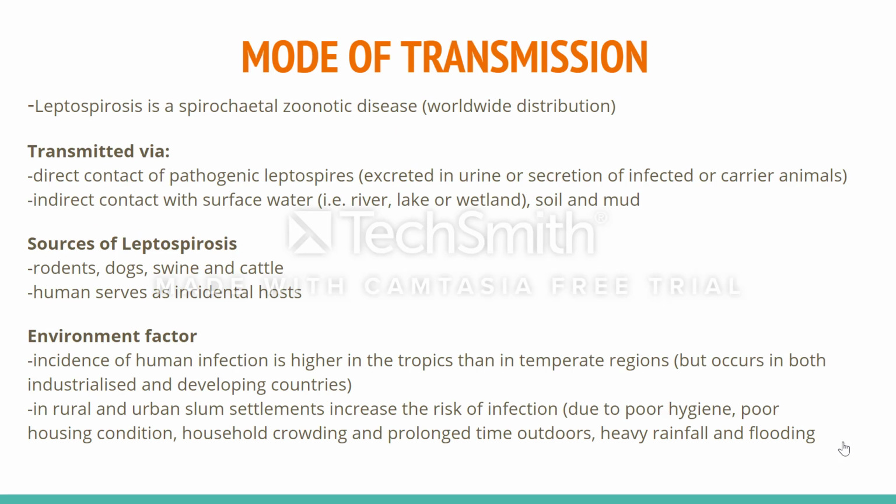Leptospirosis basically is a spirochete zoonotic disease. Therefore, it is transmitted via direct contact with pathogenic leptospires excreted in urine or secretions of infected or carrier animals, in direct contact with surface water such as river, lake or wetland, soil and mud. The sources of this infection are rodents, dogs, swine and cattle. Also, humans serve as incidental hosts. The environmental factor for this mode of transmission is higher in tropical than temperate regions.